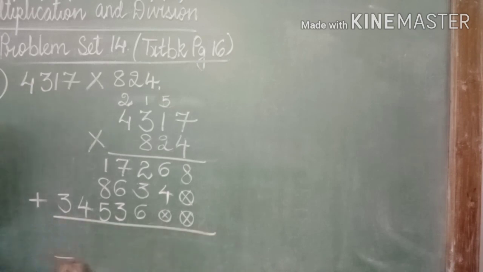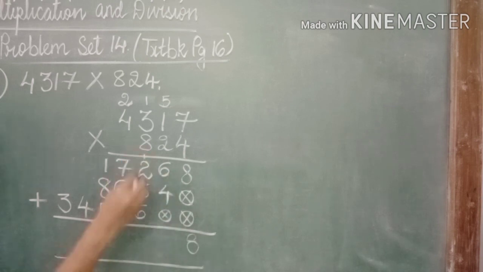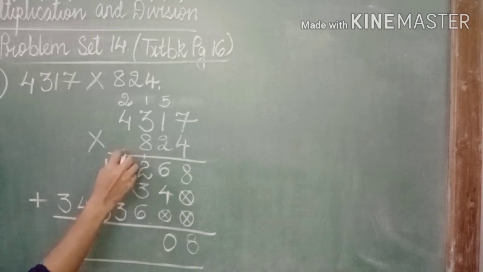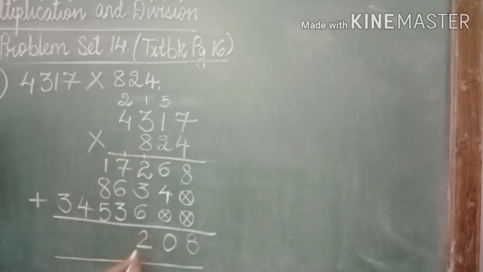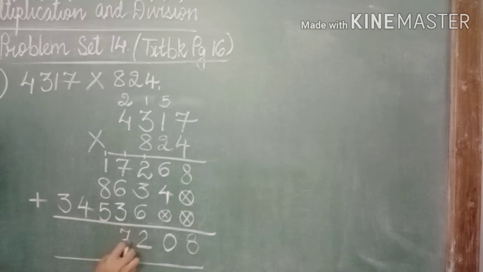The addition procedure. 8 plus 0 plus 0 becomes 8. 6 plus 4 becomes 10. So 1 will be carried here, 0 will be written down. Now 2 plus 3 becomes 5. 5 plus 6 becomes 11. 11 plus 1 becomes 12. 2. Now 7 plus 6 becomes 13. 13 plus 3 becomes 16. 16 plus 1 becomes 17.